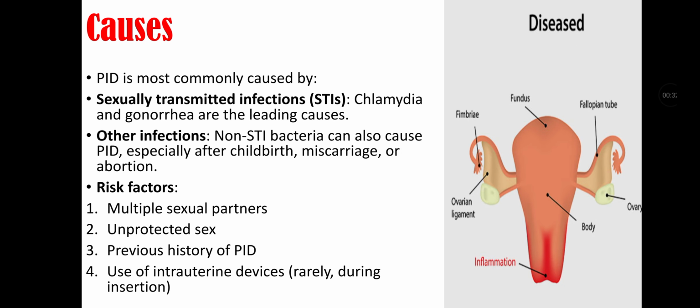Causes include sexually transmitted infections like chlamydia and gonorrhea, which are the leading causes, and other non-sexually transmitted infections. Bacteria can also cause pelvic inflammatory disorder, especially after childbirth, miscarriage or abortion. Risk factors for pelvic inflammatory disorder include multiple sexual partners, unprotected sex, previous history of pelvic inflammatory disorder, and use of intrauterine devices.